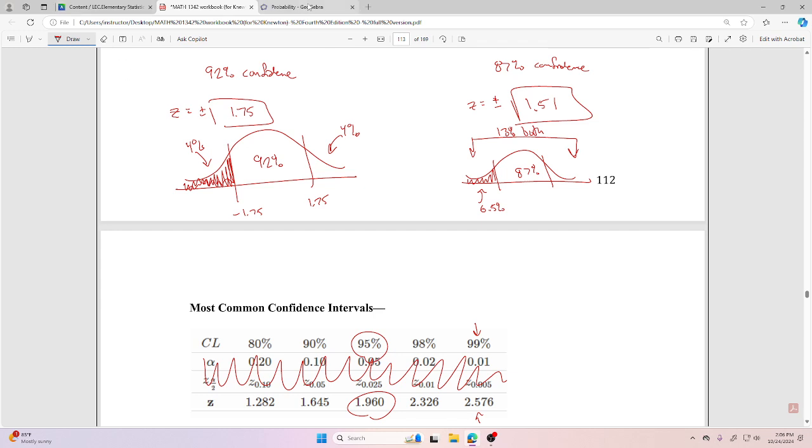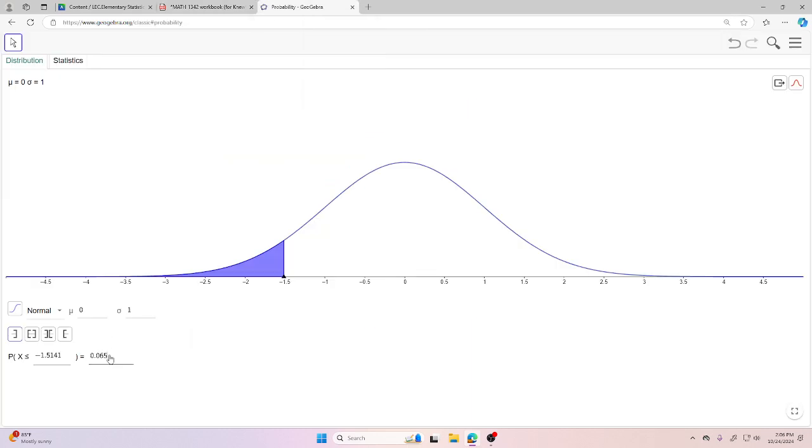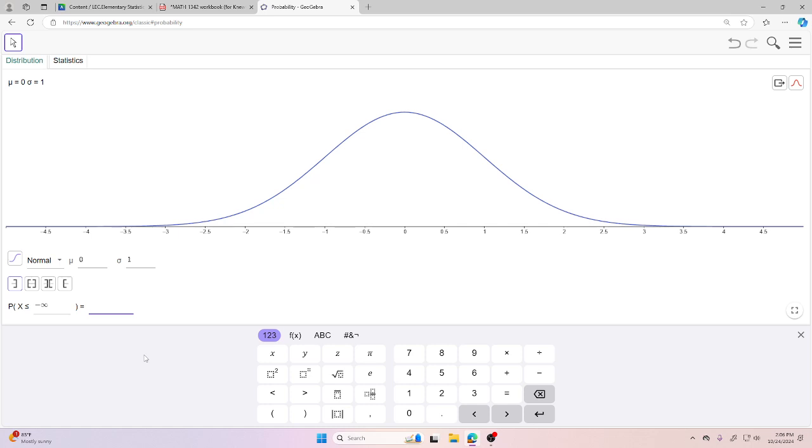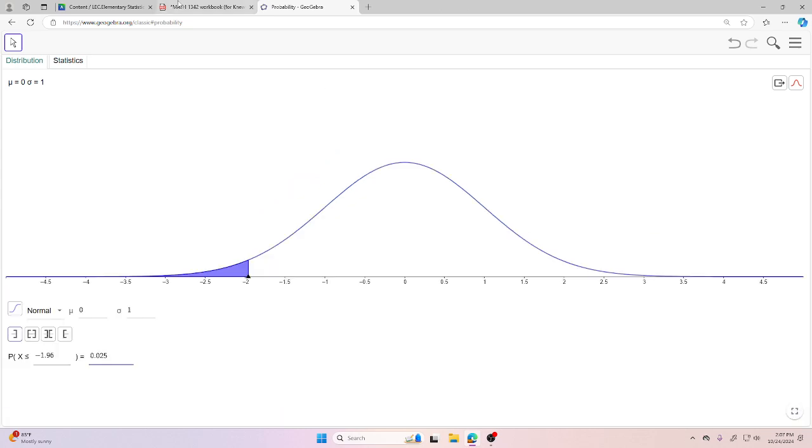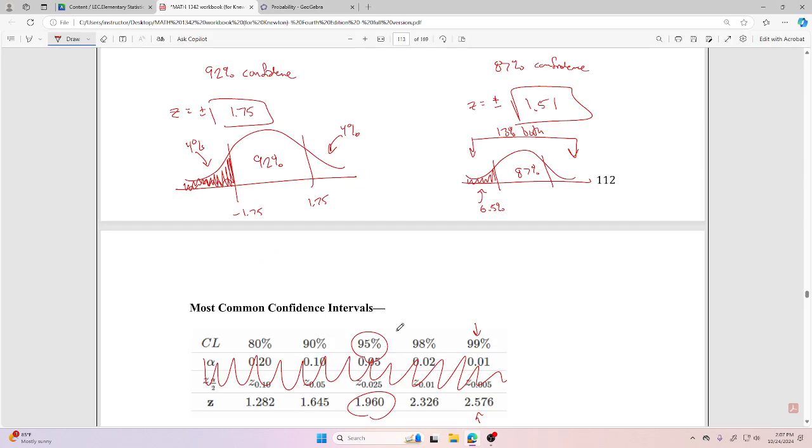Now I'm going to prove one of those to you, at least. 95. Let's go to the 95. But I can't do 95 right here, can I? It's not what I'm looking for. Remember, 95 is in the middle. 5% both. So what would each have? Exactly, 2.5%. And look, it came up exactly what they have, 1.96. Okay, so that's what's connected to 95% confidence interval.